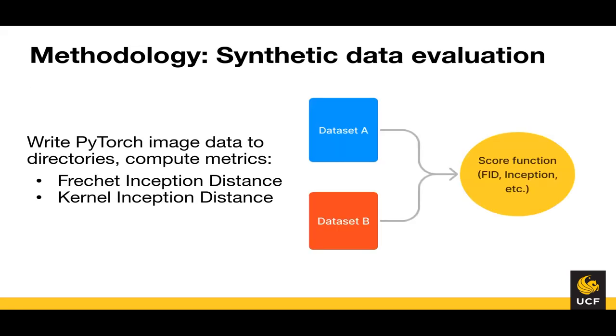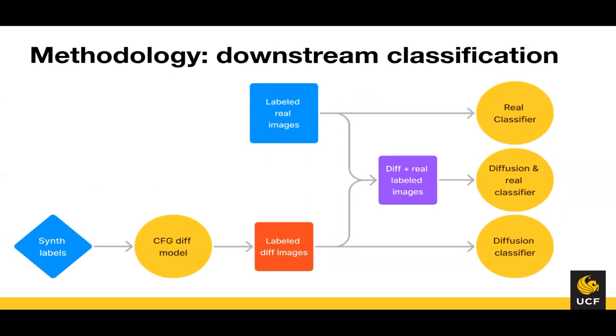So to evaluate the quality of the generated images, the first thing I do is I use these distance metrics, Fréchet inception distance and kernel inception distance. And both of these are basically measures of how much the distribution of one set of images is different from the distribution of another set. FID was introduced in 2017 and KID in 2018, and they're both commonly used to evaluate generative models. And here you can see the setup for the downstream classification task.